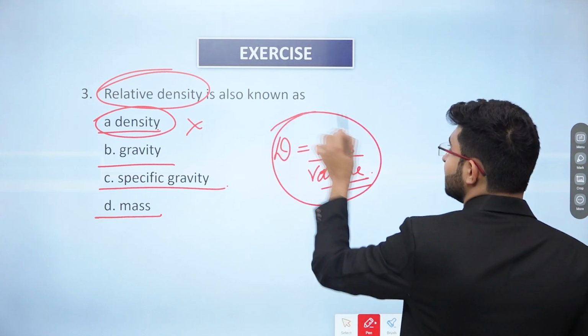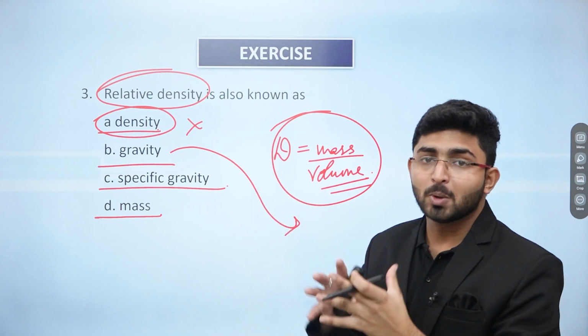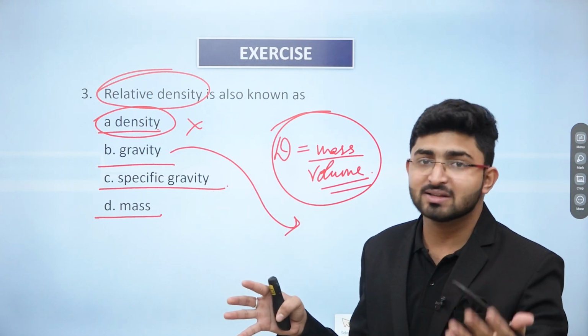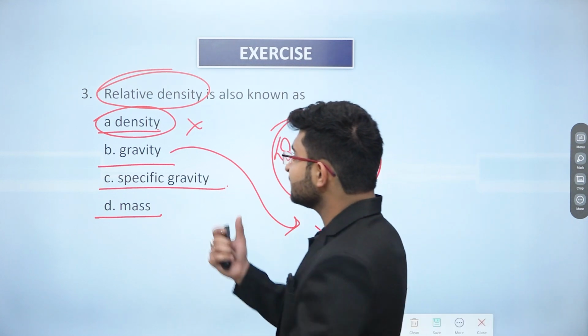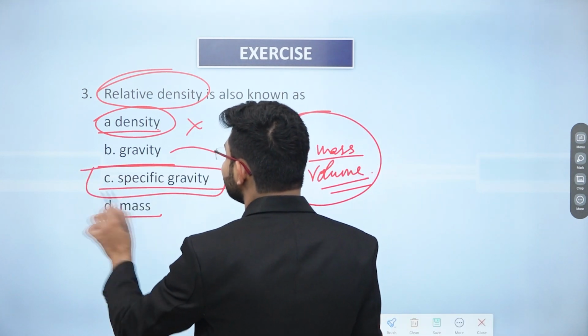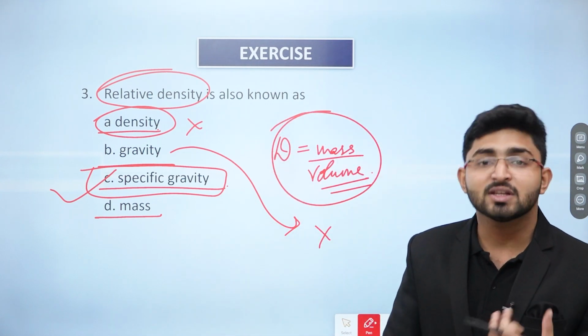And we also know that gravity is the force acting between two bodies, right? So that's why gravity will also not be the correct answer. But talking about specific gravity, obviously it will be the correct answer, because we have studied that relative density's other name is specific gravity.